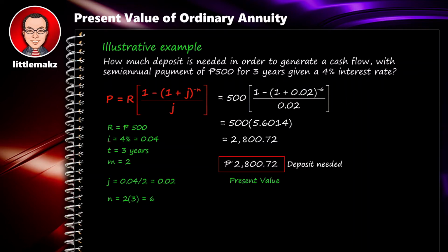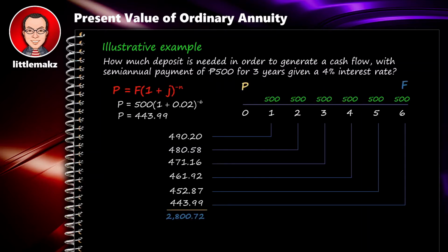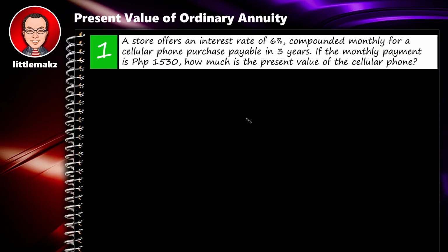And if we go back to our cash flow, you notice that 2,800 pesos and 72 centavos actually is the sum of all the cash flow that we had in this case. Let's try these examples. The store offers an interest rate of 6% compounded monthly for a cellular phone purchase payable in 3 years. If the monthly payment is 1,530 pesos, how much is the present value of the cellular phone?